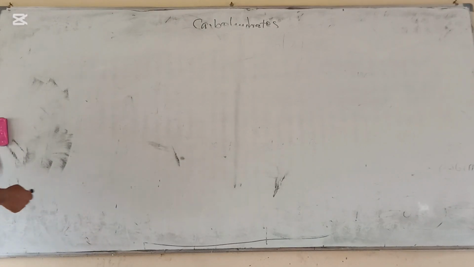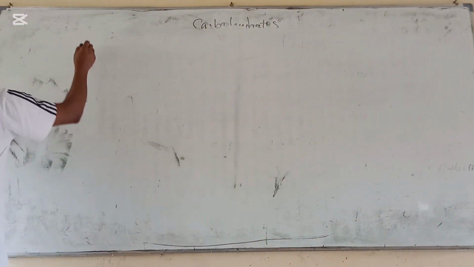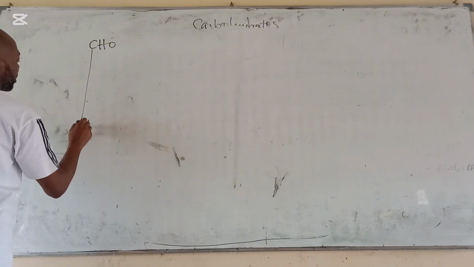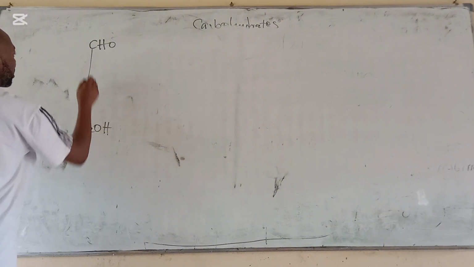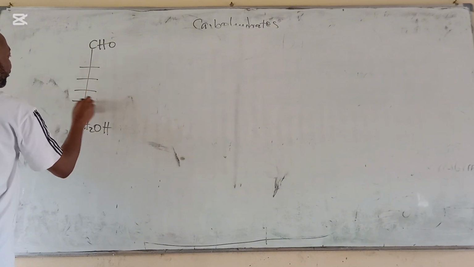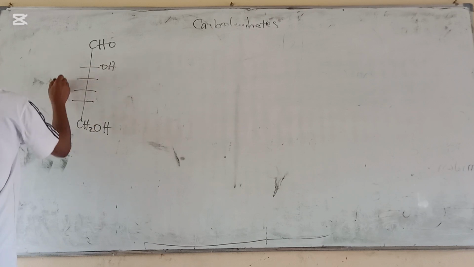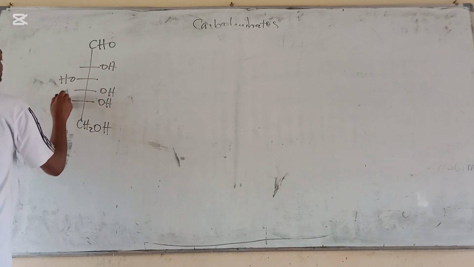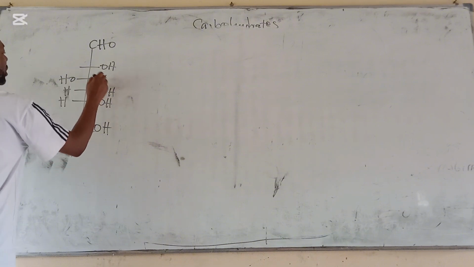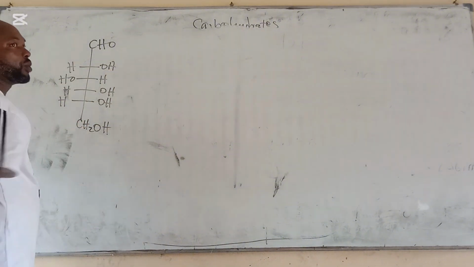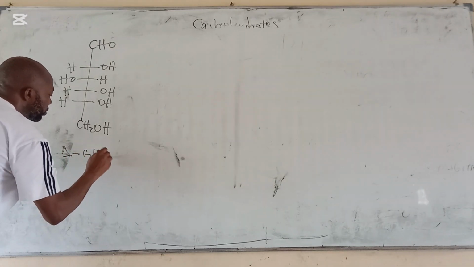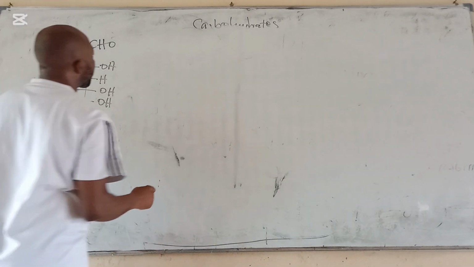Now I'm going to bring glucose: one, two, three, four. OH, OH, OH, OH. You practice. If you do not practice, you will not know which one will be where. So this is D-glucose.